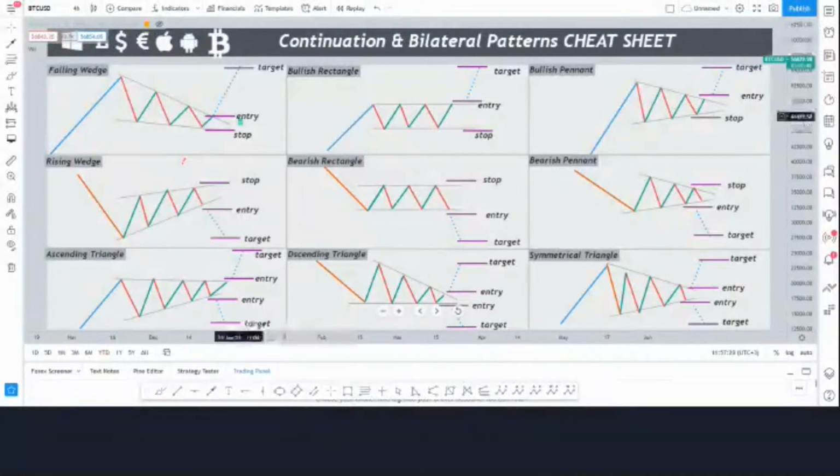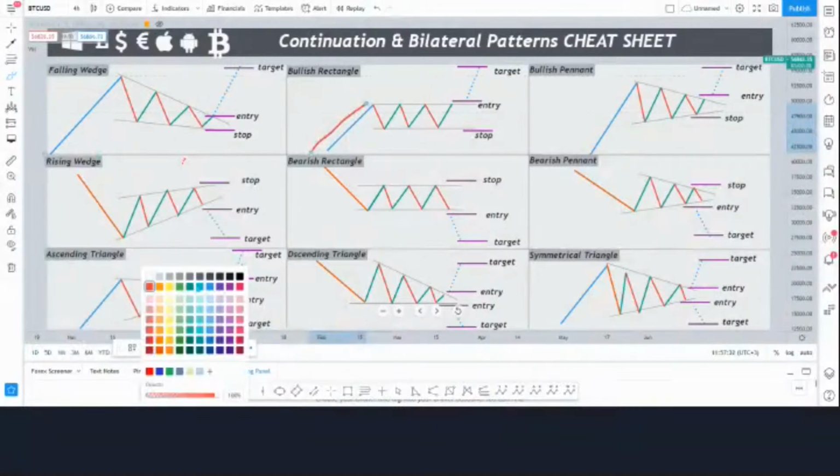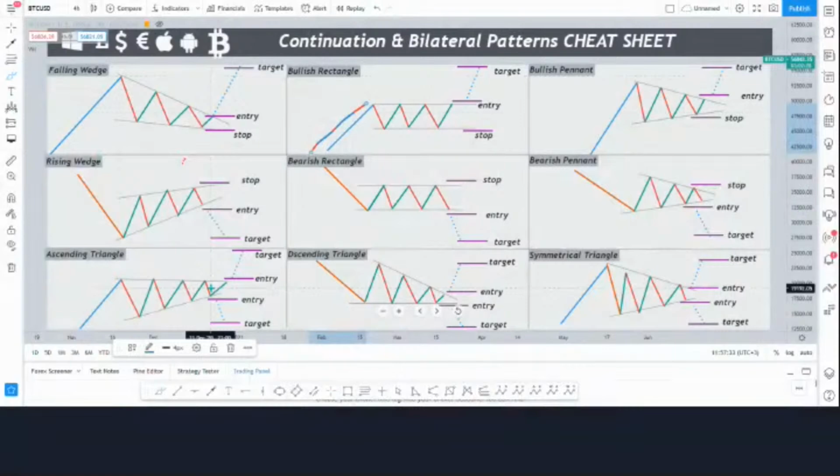Okay, so right now we are finished with the falling wedge. The second one is the bullish rectangular. So what you do is you have an uptrend like this going up, right? Then after this, you come to a correction wave. This correction wave is going to look like a rectangular.